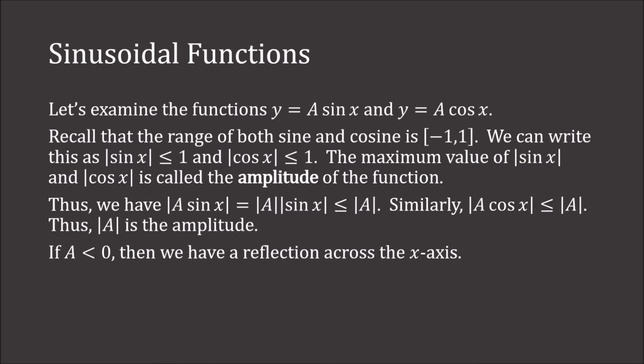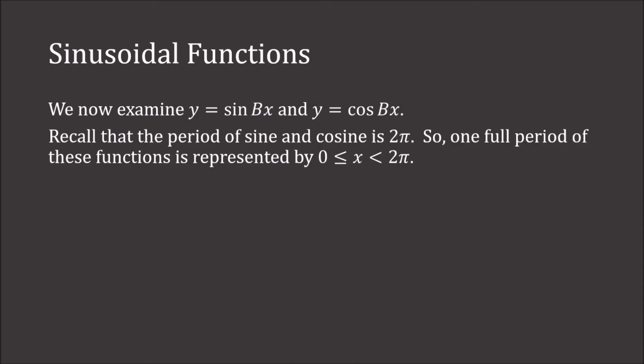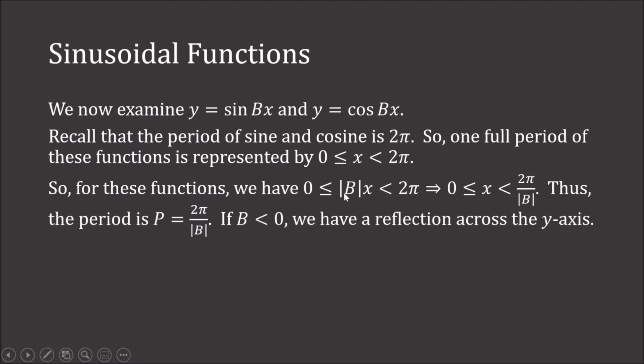Now let's examine the functions y equals sine of bx and y equals cosine of bx. The period of both sine and cosine is 2 pi. So one full period of these functions can be represented by 0 less than or equal to x less than 2 pi. For these two functions, we'd have 0 is less than or equal to the absolute value of b times x, which is less than 2 pi. If we divide by the absolute value of b, we get 0 is less than or equal to x, which is less than 2 pi over the absolute value of b. And so the period is given as p equals 2 pi over the absolute value of b. Again, if b is less than 0, we have a reflection across the y-axis, but the period is still the same.